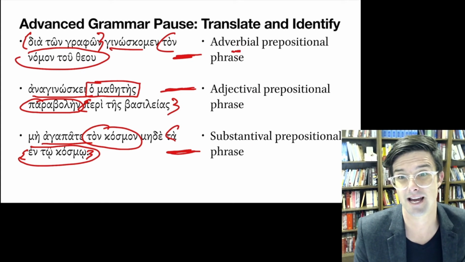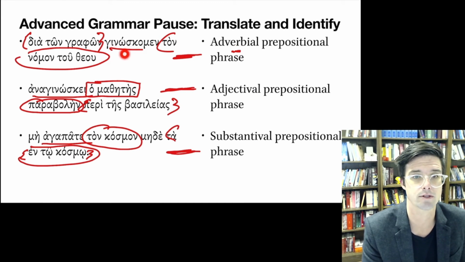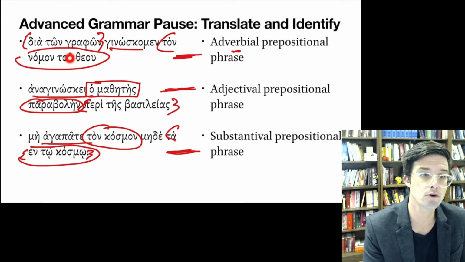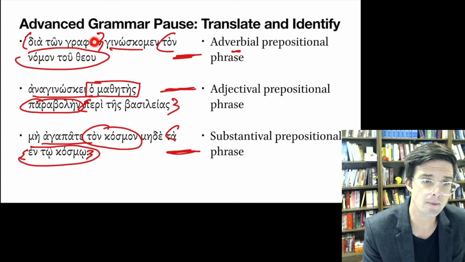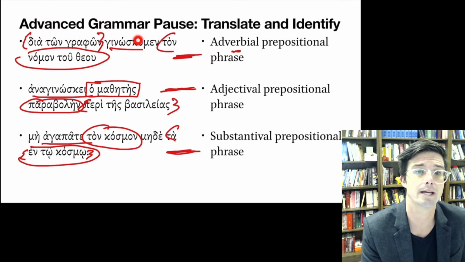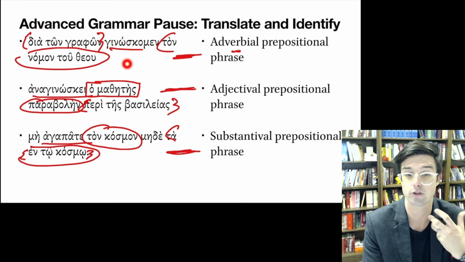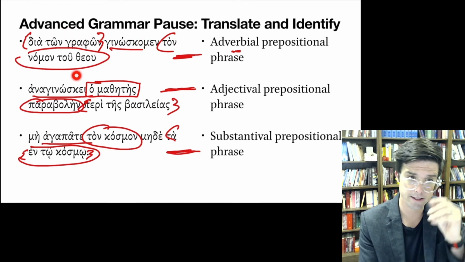We know this is our verb, ginōskomen: we know the law of God through the writings. So this is going to be an adverbial prepositional phrase. Notice how I have bracketed out the whole prepositional phrase, dia tōn graphōn, through the writings we know. So it answers the question how. We know the law of God through the writings.